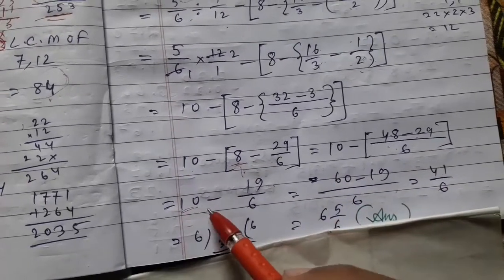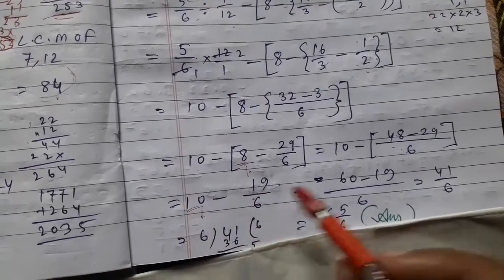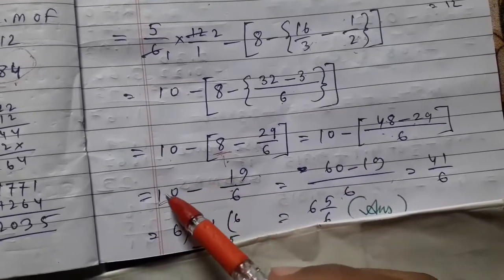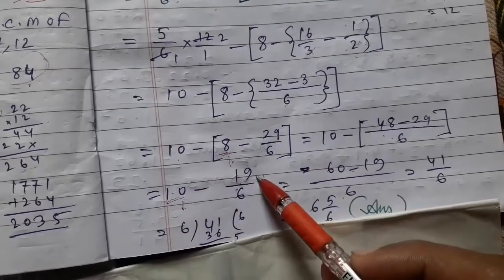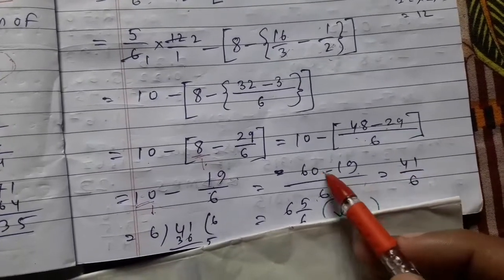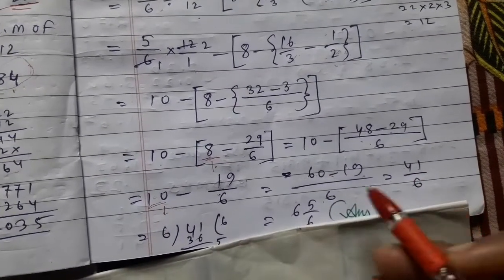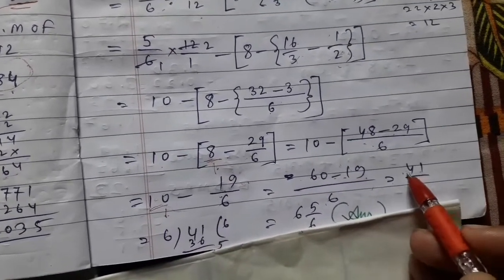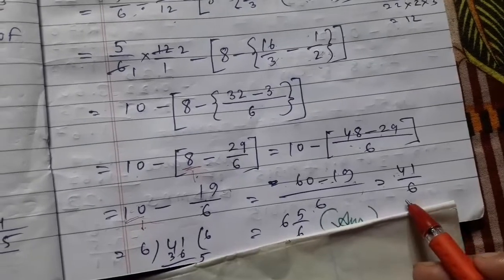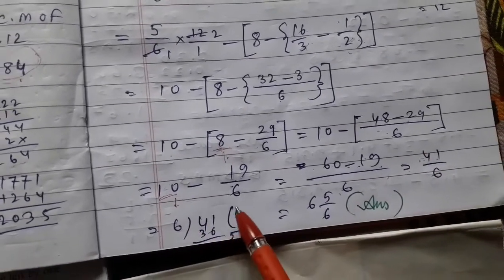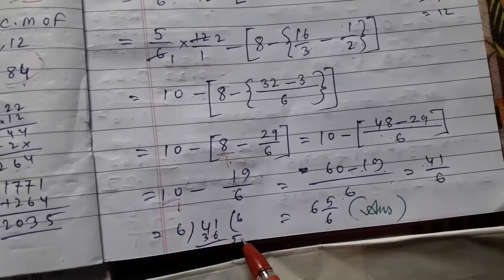There is a denominator 1. 6 and 1, the LCM is 6. Okay, 6 10s are 60 minus 19 1s are 19, equal to 10 minus 9 is 1, carry 1, 1 plus 1 is 2, 6 minus 2 is 4, 41 by 6. Next we have to divide it. 6 6s are 36, subtract it, 5, 6, 5 by 6 is the answer.